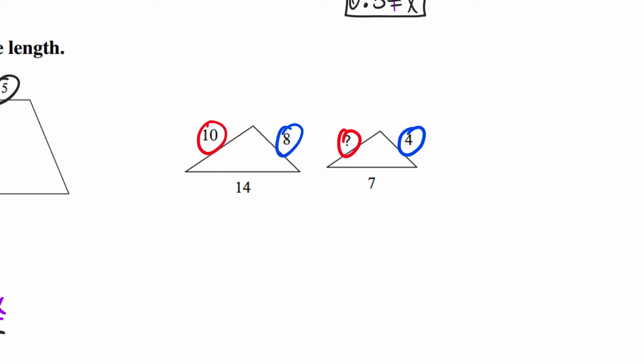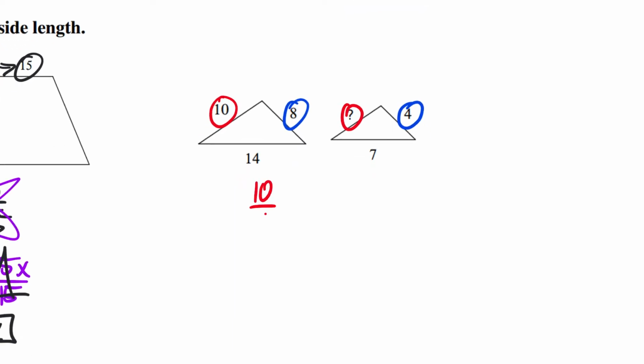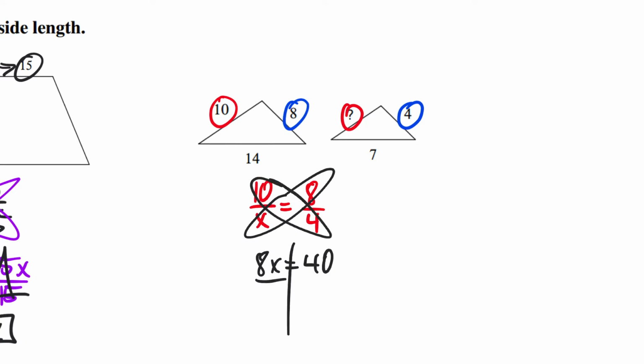Okay? But let's go ahead and set it up and work it out just to see that. So I'm going to say the 10 is to the x as the 8 is to the 4. Cross multiply, we get 8x equals 40. Divide both sides by 8, and x equals 5.